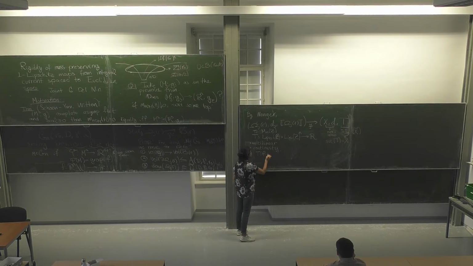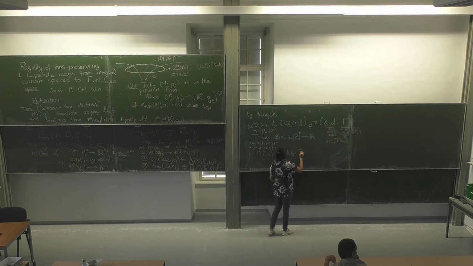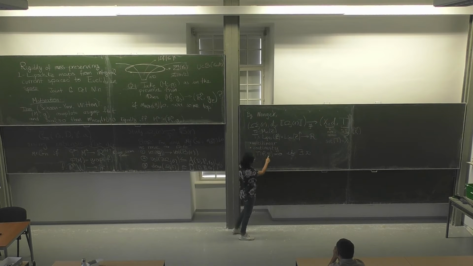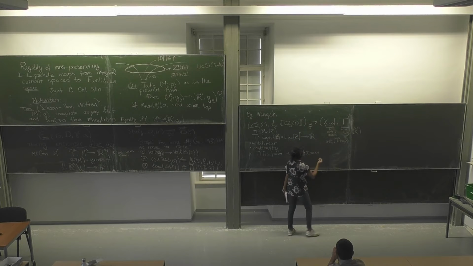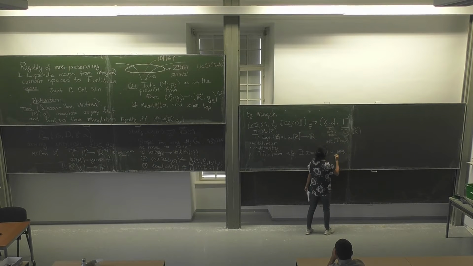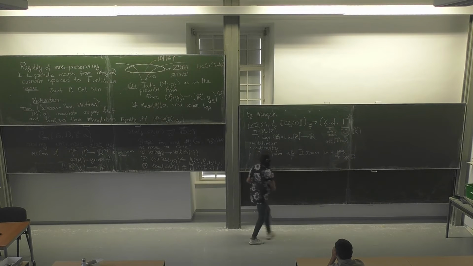So let me just write it. This is equal to 0 if there exists a pi_i, so this is a function that is made out of n Lipschitz functions, if some pi_i equals a constant in a neighborhood of the support of f.